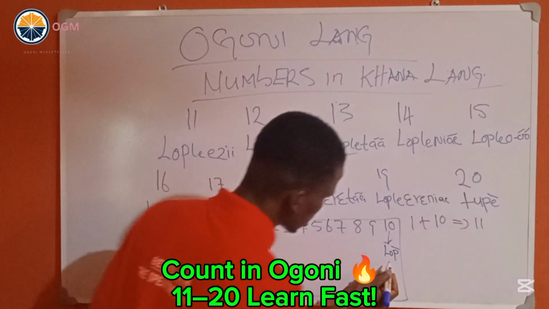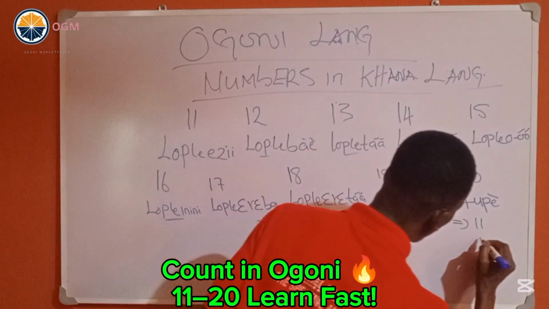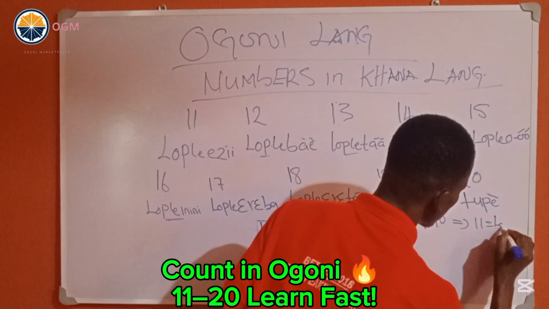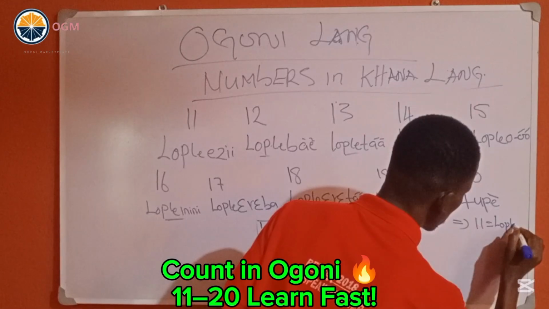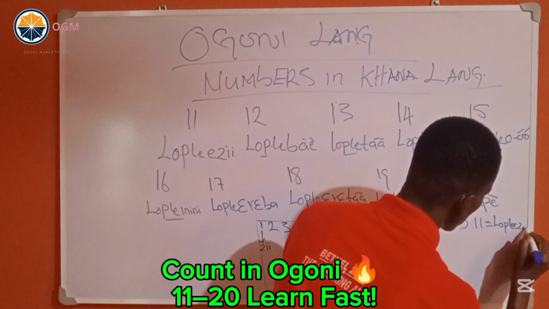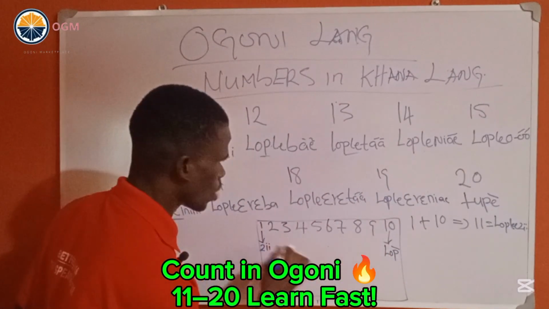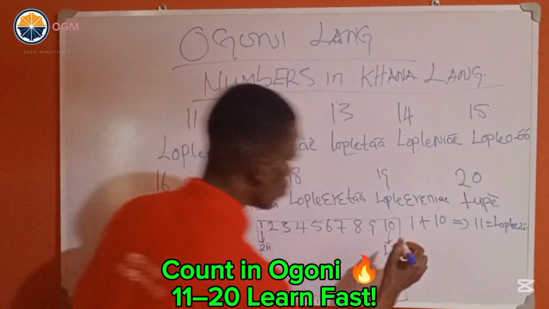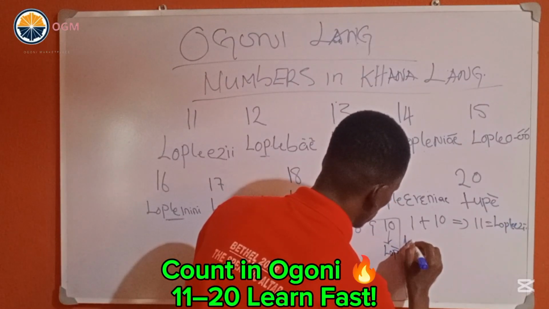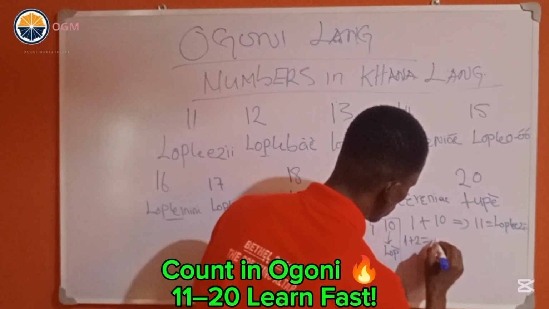11 will be written as Lop and 1, which is Loblezi. Did you understand it now? Then here, to get 12, you say 1 plus 2, which will give you 12.